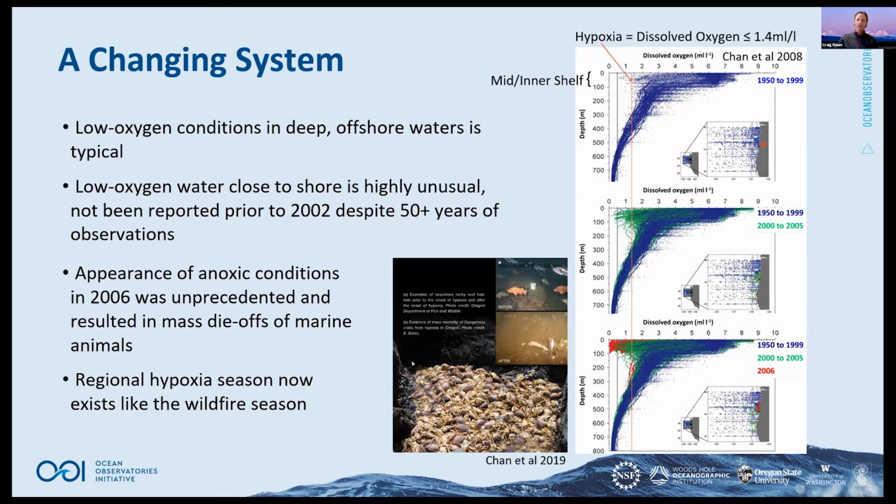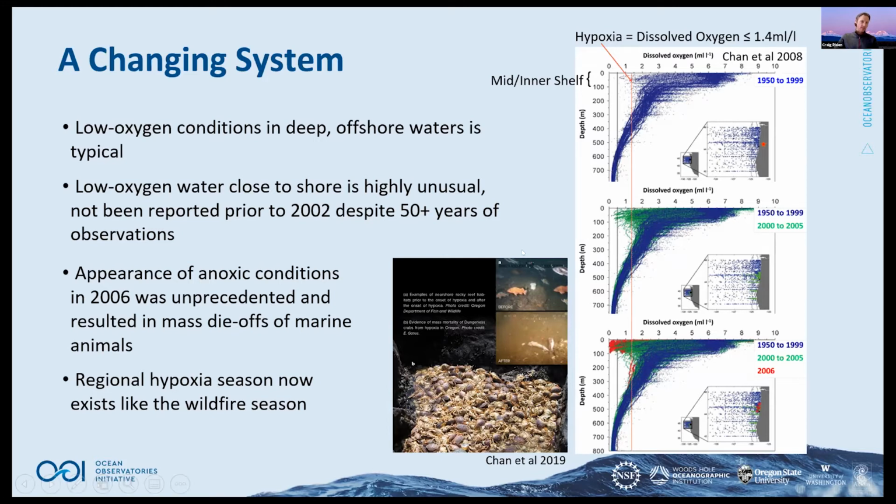between 2005, where in green here you see these observations regularly falling in the surface waters, regularly falling below this hypoxia threshold, this red line. And in 2006, it changed even more dramatically, where we actually were measuring anoxic water, zero oxygen in the water column off the coast of Oregon.